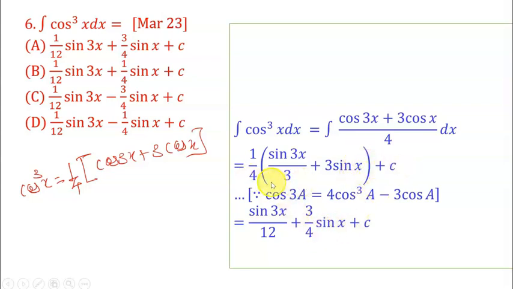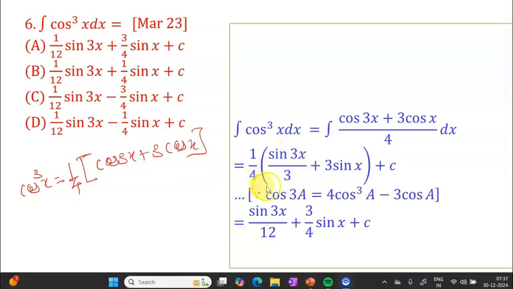Okay, and therefore after simplification, you will get sine of 3x upon 4 into 3, that is 12, plus 3 by 4 sine x plus c. And hence, if we see this, that is sine of 3x upon 12 plus 3 by 4 sine x plus c. And hence the option A is correct here. Okay.